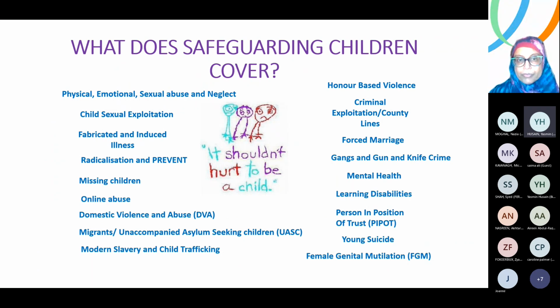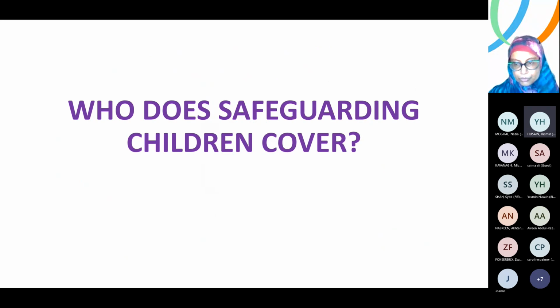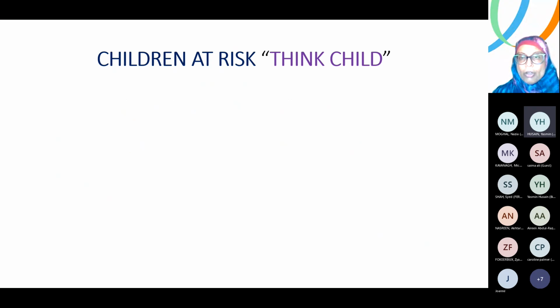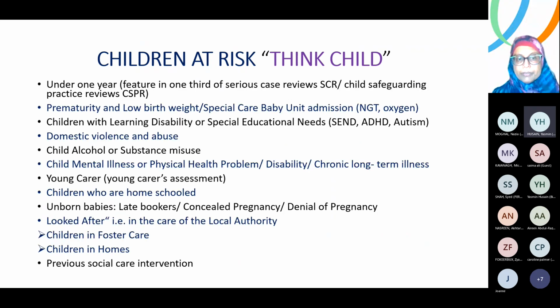So what does safeguarding children cover? A whole load of things there that you can see listed. Who does safeguarding children cover? So obviously, by definition, all children have care and support needs. They're all vulnerable. But what we can say is some are more vulnerable than others. So we think of factors in the children. What factors in the children make us worry about them? And I've listed them there.